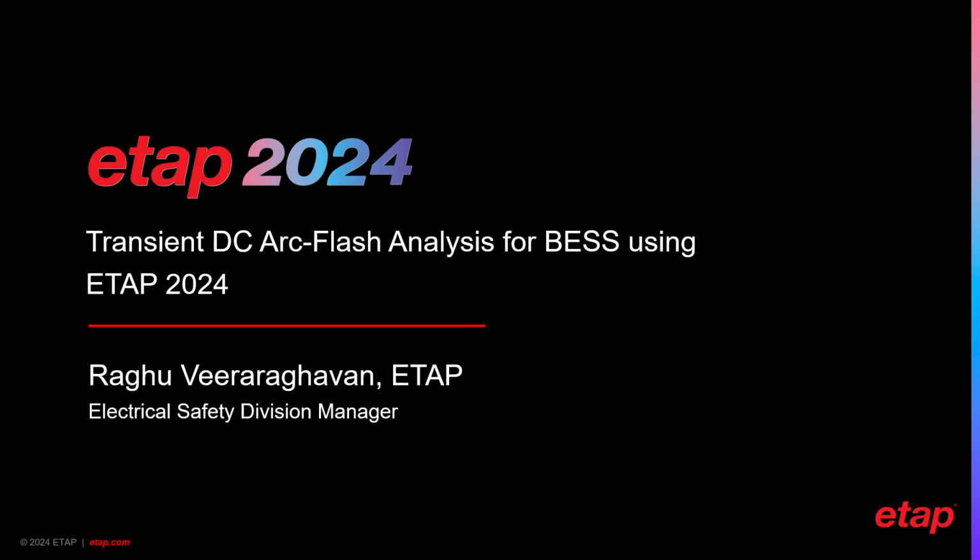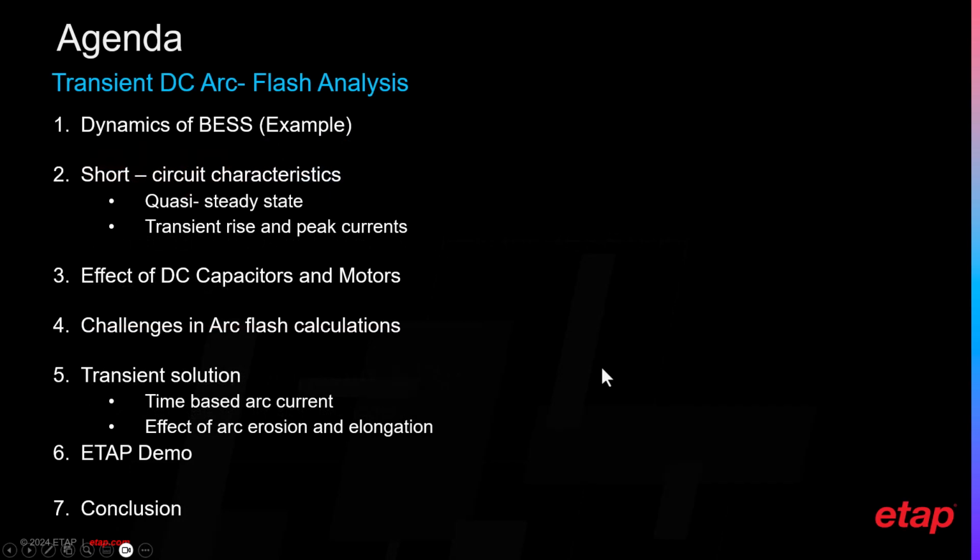This is Raghu Veera Raghavan from ETAP, and I would like to talk about the transient DC arc flash analysis for battery energy storage systems using ETAP 2024. I'm excited to explain the concepts and go over the overall big picture in this demonstration, to explain the overall dynamics of the battery energy storage system, which is most often called BESS, with an example.